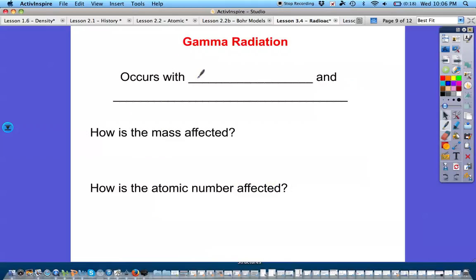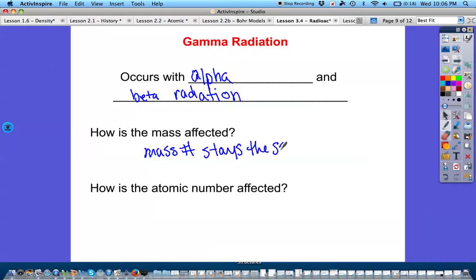Gamma radiation only occurs with alpha and beta radiation. So the mass number stays the same. And the atomic number also stays the same. So those are the 3 different types of radiation that we are going to discuss.